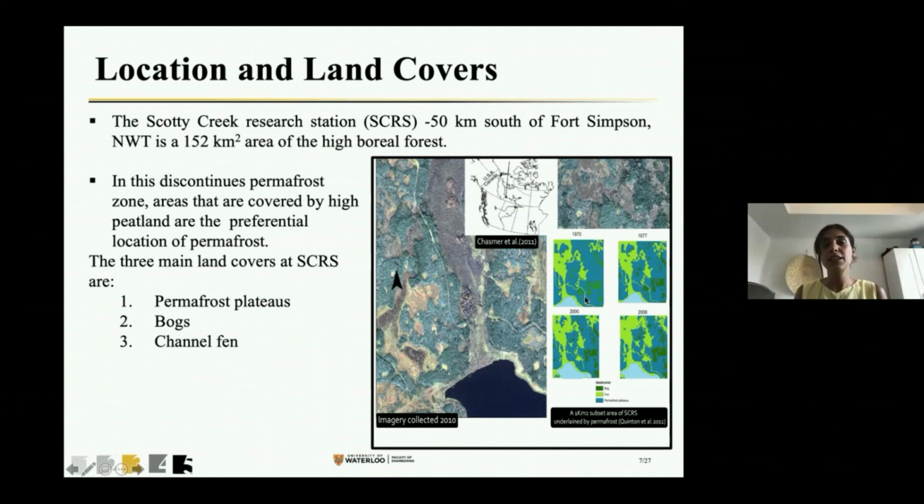In this figure, you can see 4 classified imageries from Scotty Creek Research Station done by Laura Chasmer and Bill Quinton, and we are using these data sets for training our time series land cover model, TLCM.